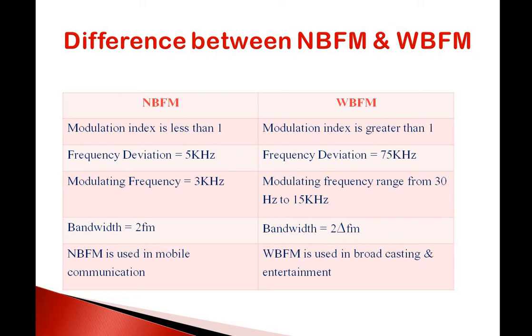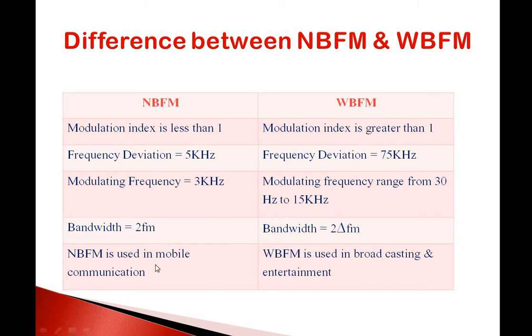The modulating frequency for narrow band frequency modulation is 3 kilohertz, that is the message signal frequency or the modulating frequency. And for wide band frequency modulation, the modulating frequency ranges from 30 hertz to 15 kilohertz. Your wide band frequency modulation is that wide, right? The range is from 30 hertz to 15 kilohertz.